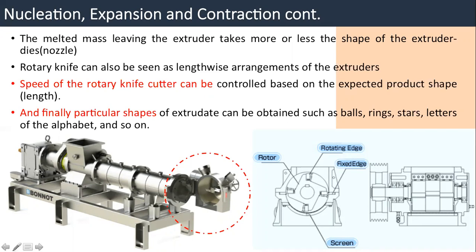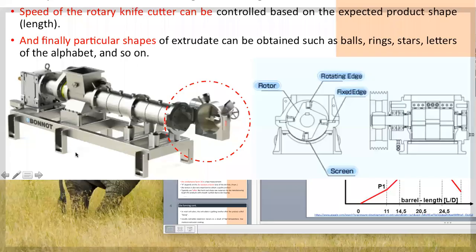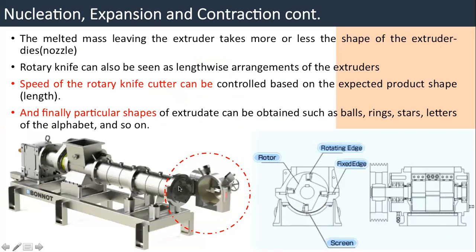Then you know the structure of this extruder. What are the parts? You have already understood this. So the feeding tank is there, feeders there. Then here you can see the die and rotary knife. It is actually an extra part, right? If it is an extruder, you know what the basic parts are. Then the rotary knife, we can fix a rotary knife at the end of this process, right? Rotary knife can also be seen as a lengthwise arrangement of the extruder.